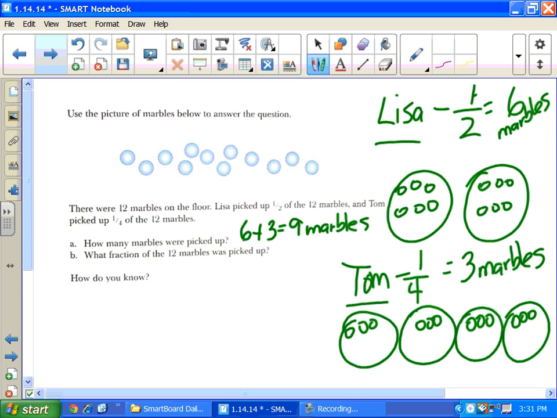So, what fraction of the 12 marbles was picked up? So, if 9 were picked up, so here we go with 9. So there's 3 there, 3, 6, 9. So this amount was picked up. So we can see these, each one is a fourth of the 12 marbles. So this is 1/4, this is 1/4, this is 1/4. So the total number of marbles that were picked up was 3/4.